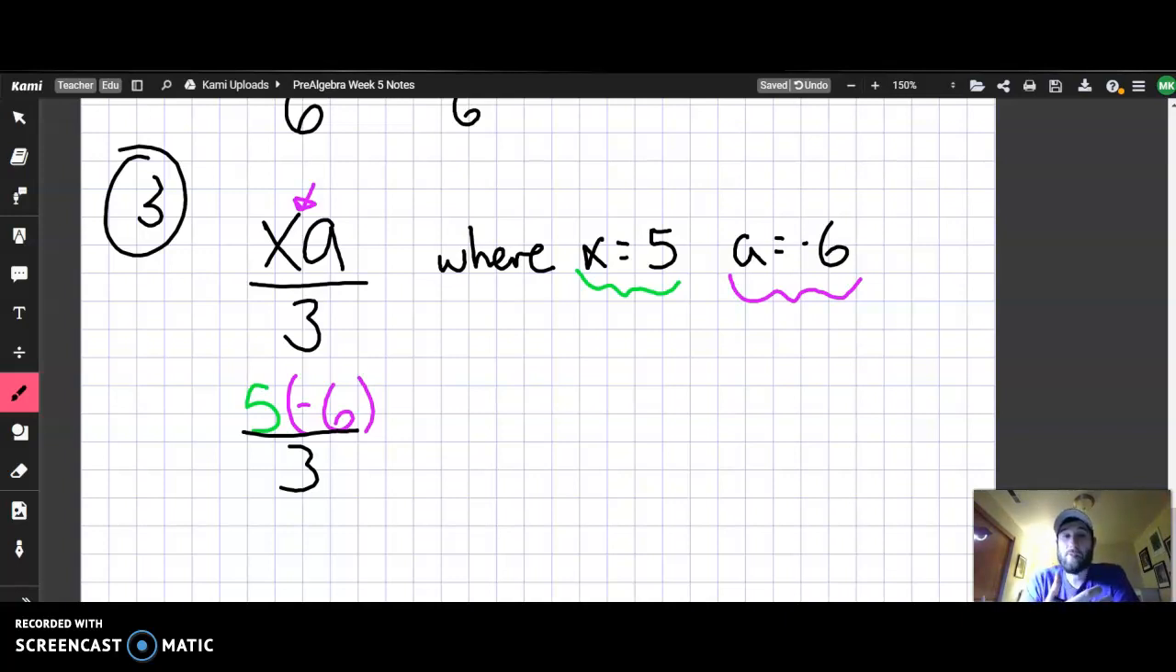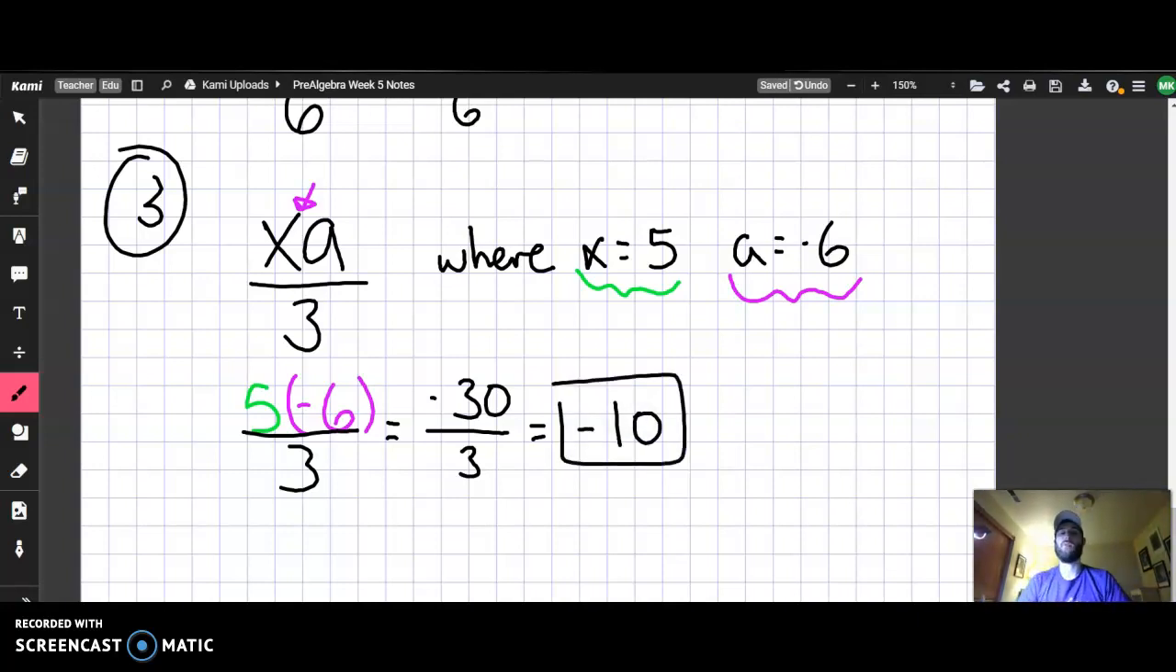Take care of what's on top of the fraction bar first. Take care of that grouping first, and then do the division. And so 5 times negative 6, well, 5 times 6 is 30. A positive times a negative is a negative. So we have negative 30 divided by 3. And when you do that division, 30 divided by 3 is 10. A negative divided by a positive is a negative. And so we're looking at the value negative 10.